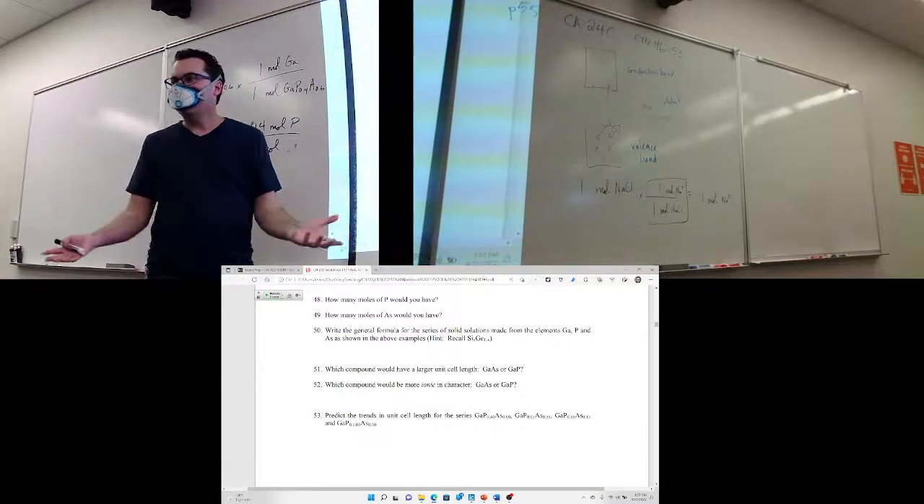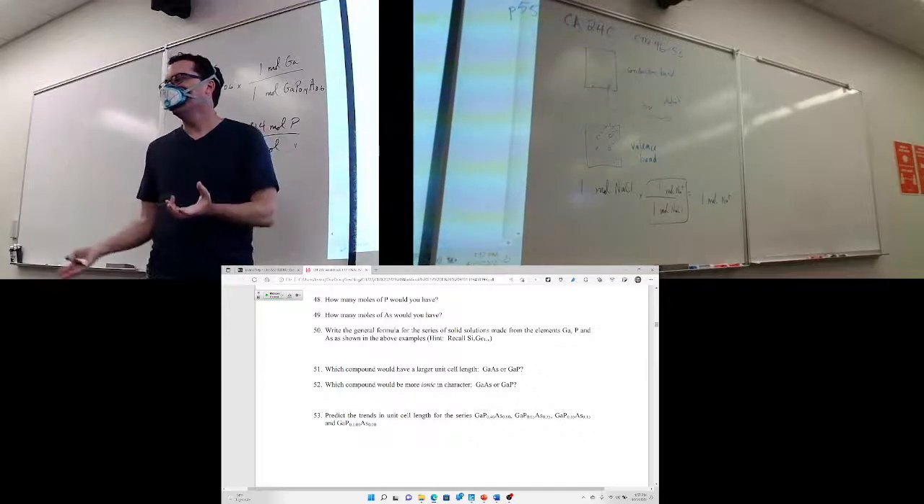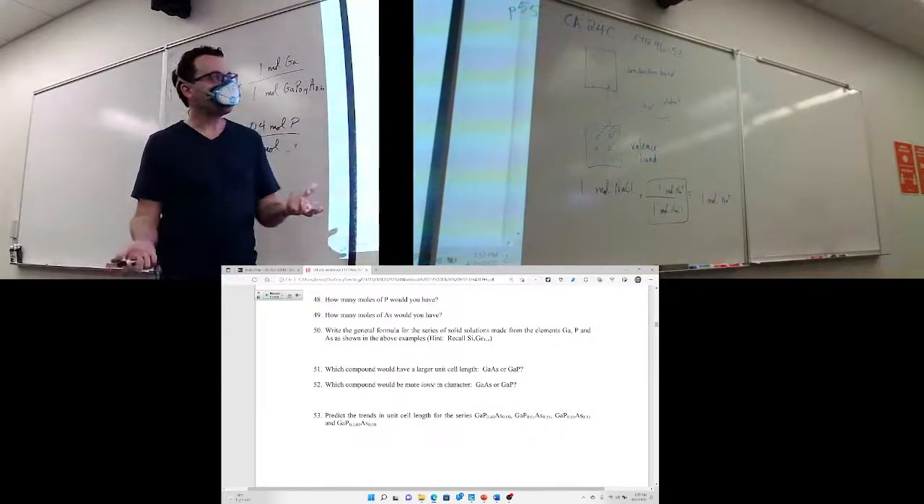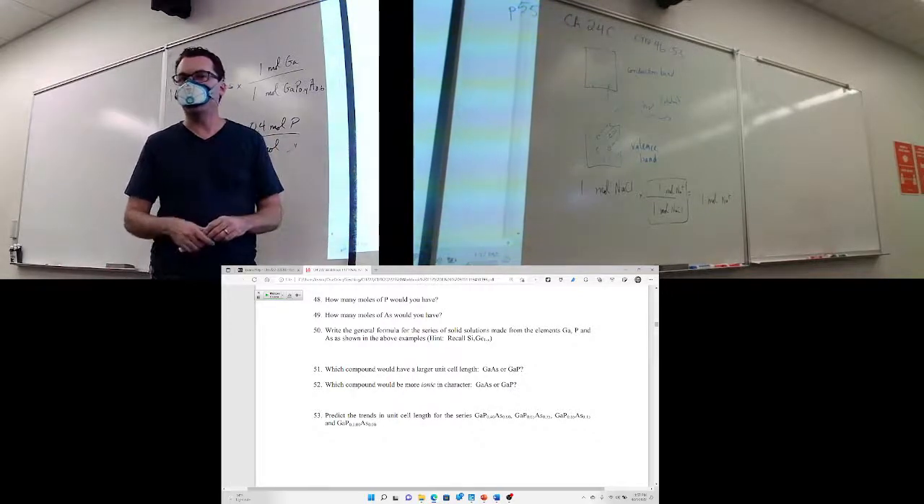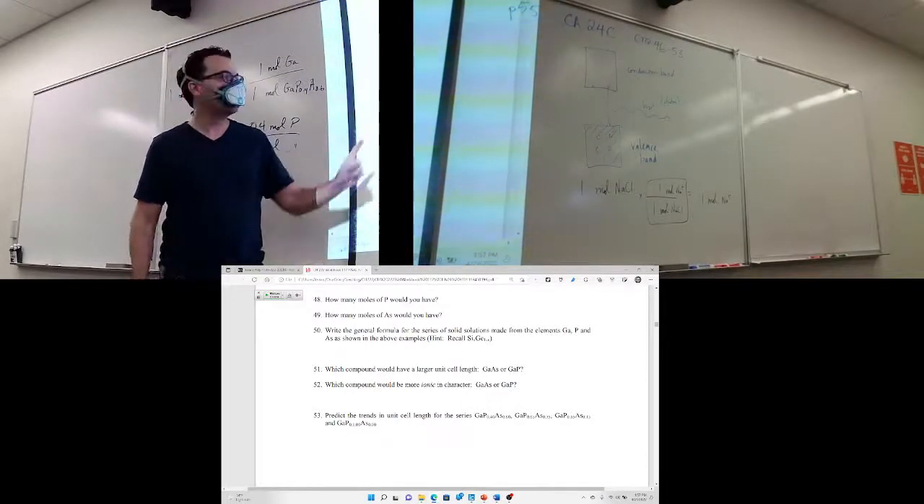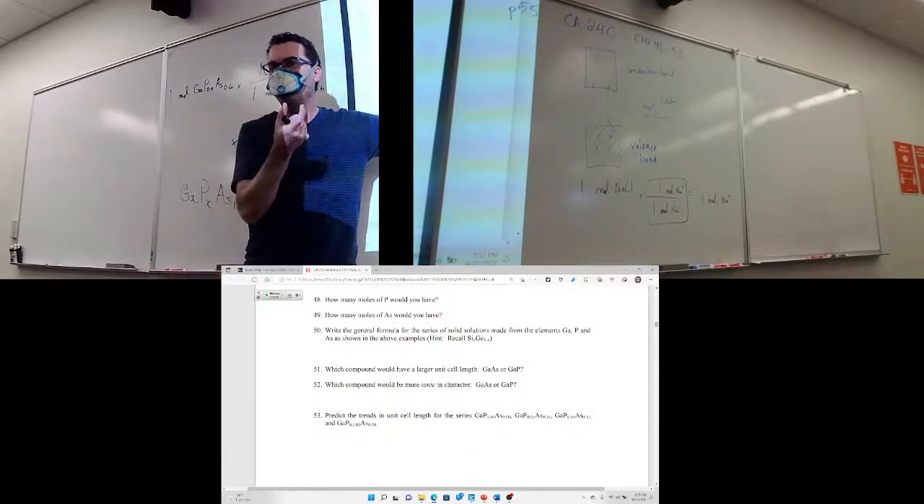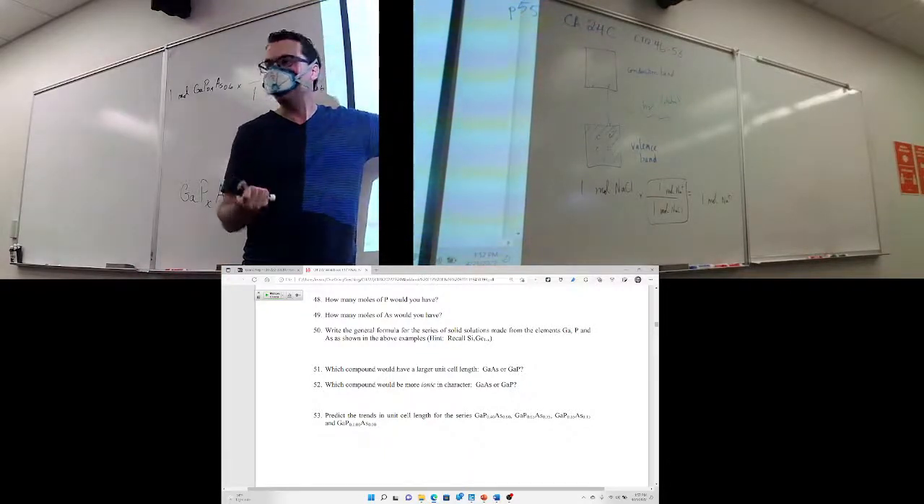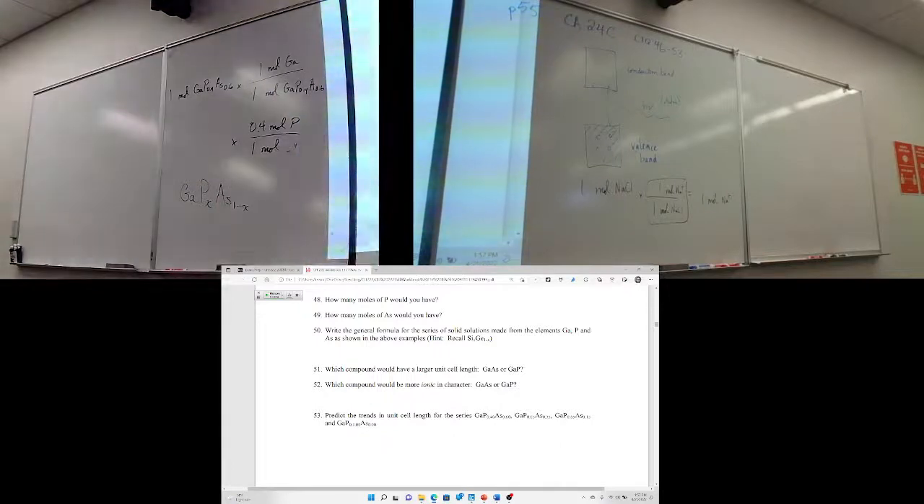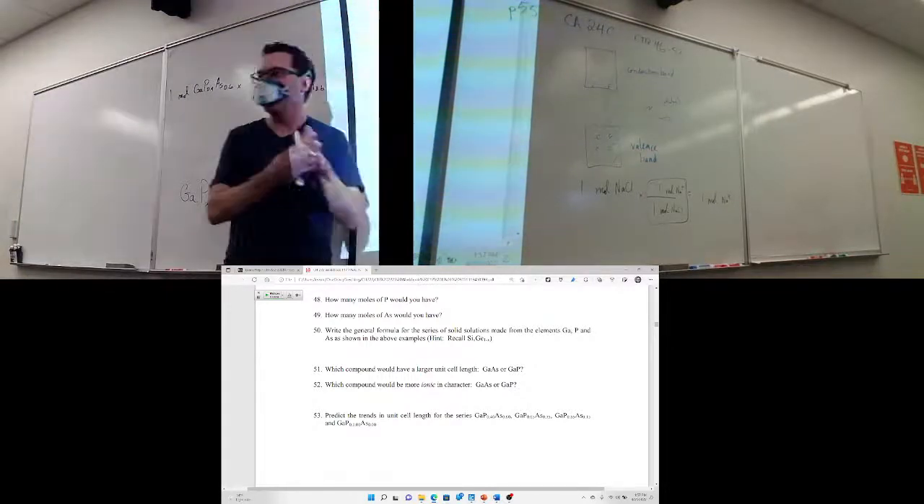Why would we care about this? Well, now we can predict band gap. So which one's going to have the larger band gap? This one down here will have the larger band gap. The smaller unit cell length should have the largest band gap. This one's going to have a smaller band gap, and as you go down the line here, the band gap is going to get bigger and bigger and bigger.